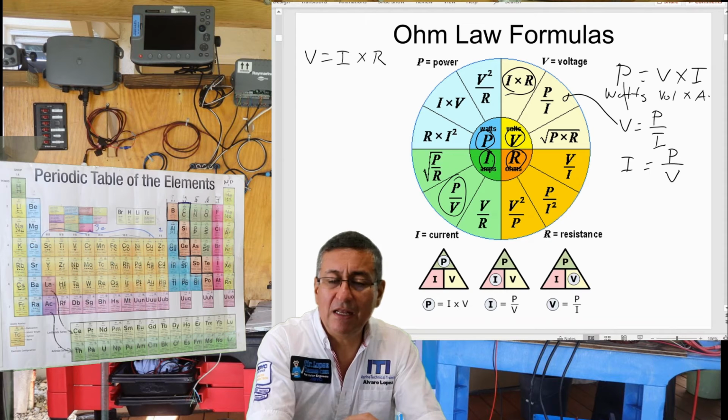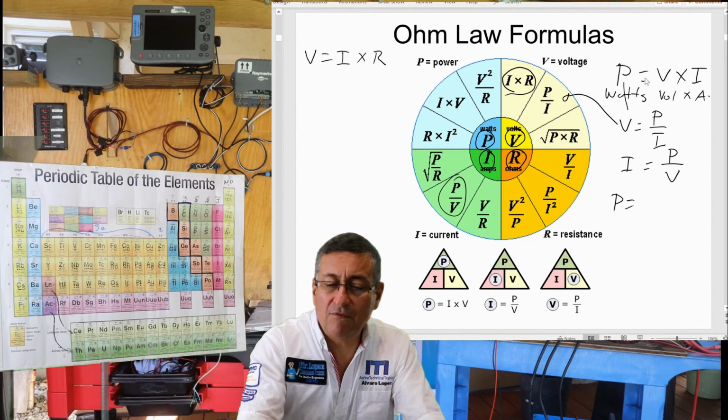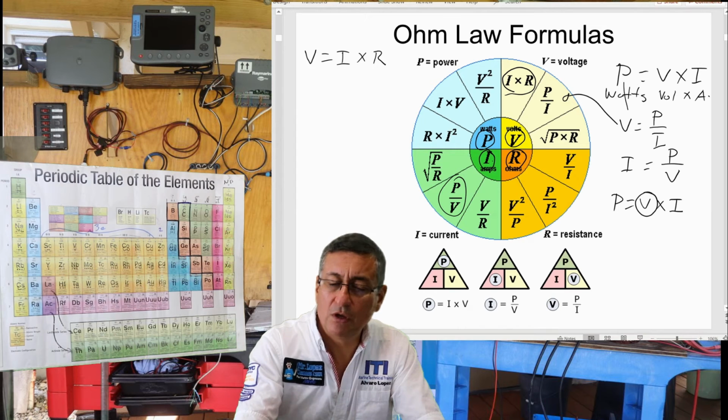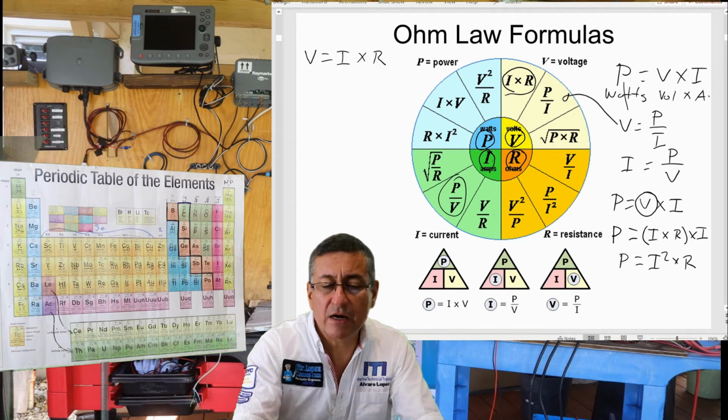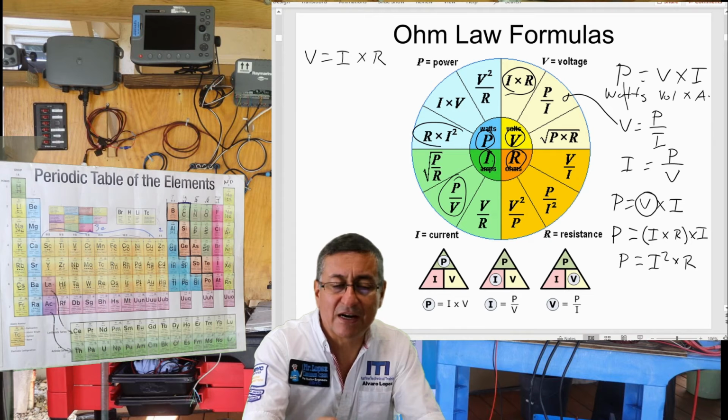Let me explain to you something. Suppose that I have this formula: power is equal to voltage times intensity. What happens if I replace this voltage with the formula of Ohm law? Power is equal to the voltage. What is the voltage? Voltage is equal to intensity times resistance. And now times intensity. In other words, the power is equal to intensity squared times resistance.